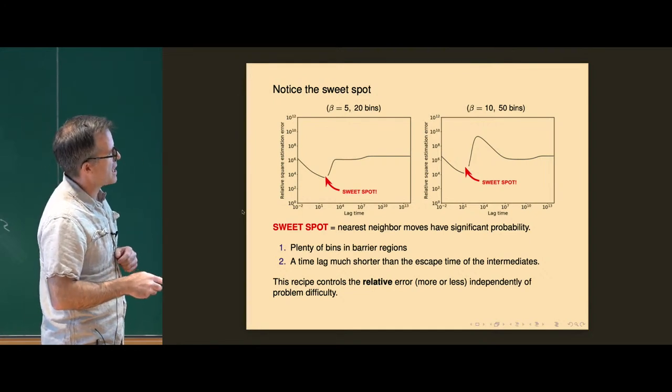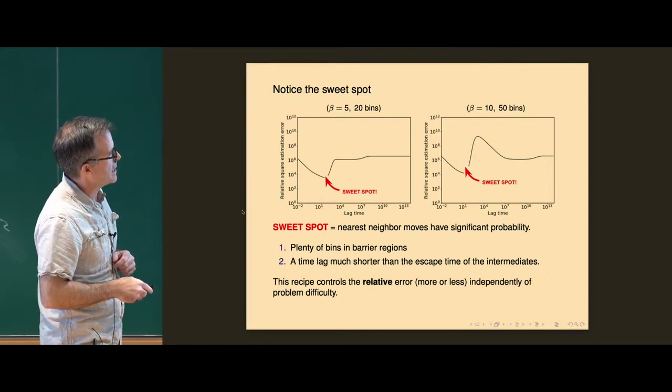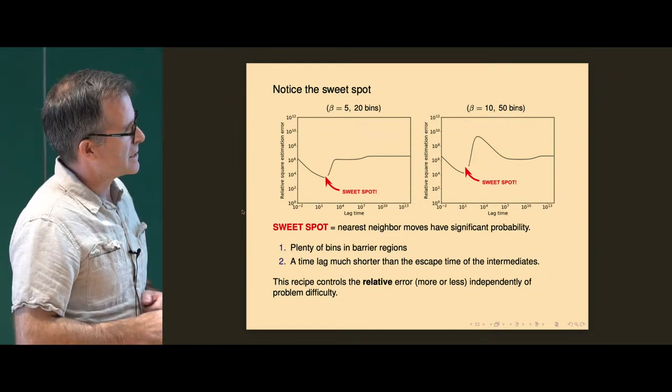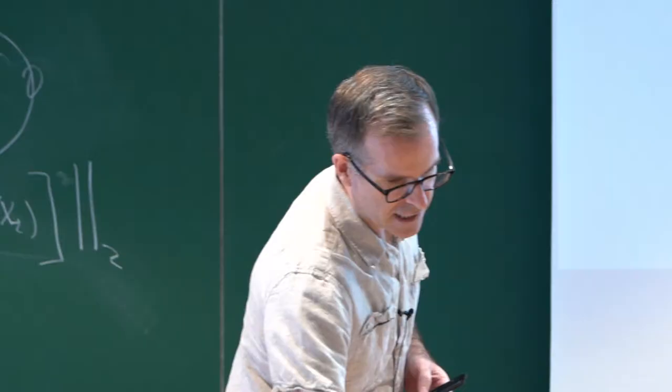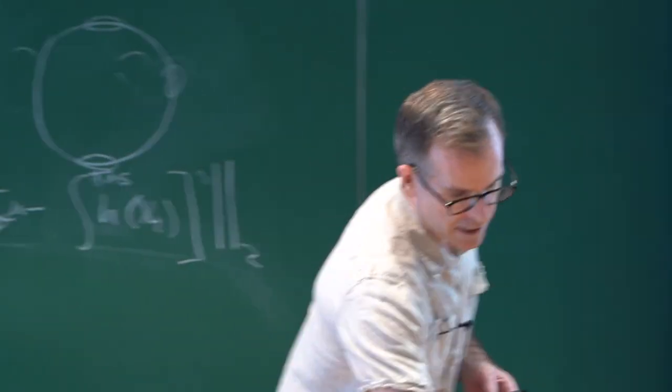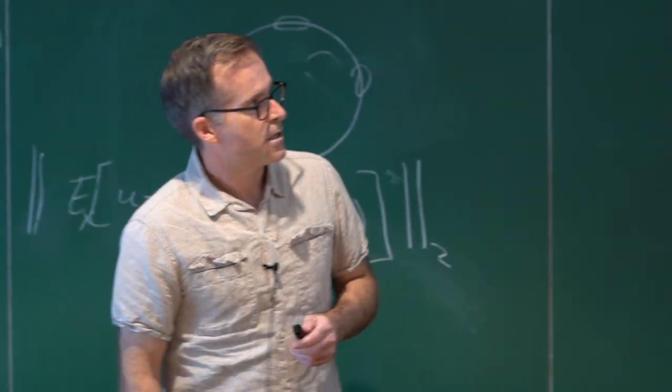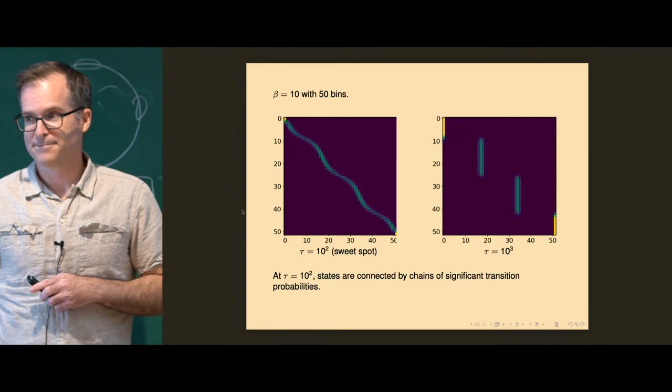I'm not showing them, but we have error bounds that explain this behavior and give you an idea of how one should tune the lag time for these problems as you make them harder. Okay. And that's just the resulting Markov state matrix. So that's everything.